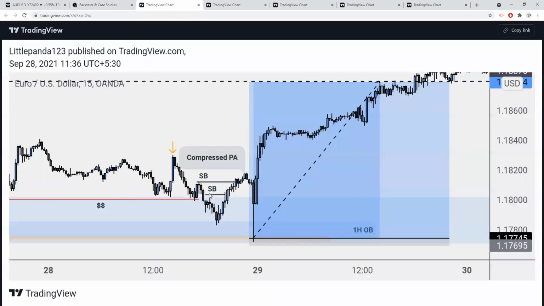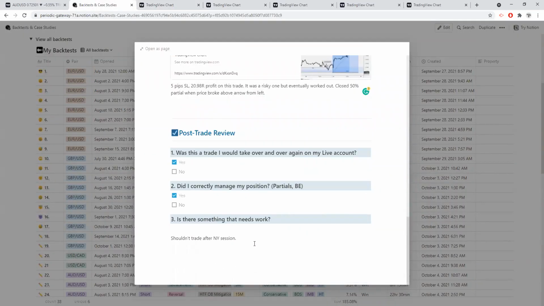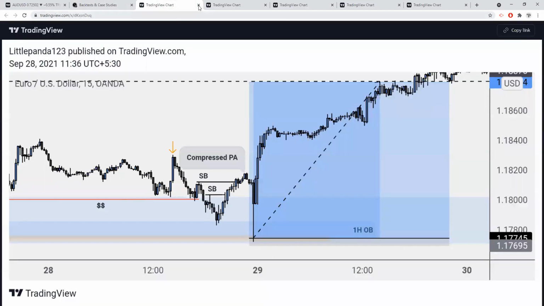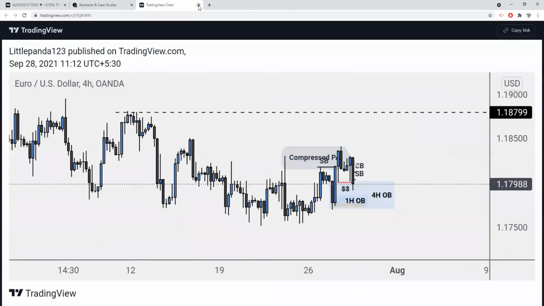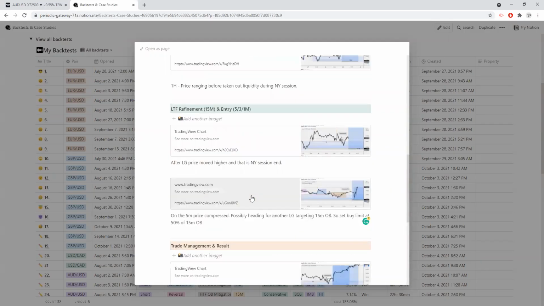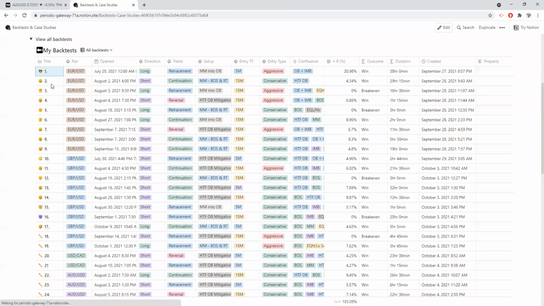The structure break right here confuses me, because if this is a break, then we possibly expect this level. But of course, we manipulated lower, which was your overload level. Shouldn't trade after New York. I do agree. So I'm not sure if, if you traded this live, you would have been on the charts to take that trade. But of course, with backtesting, you can trade everything.